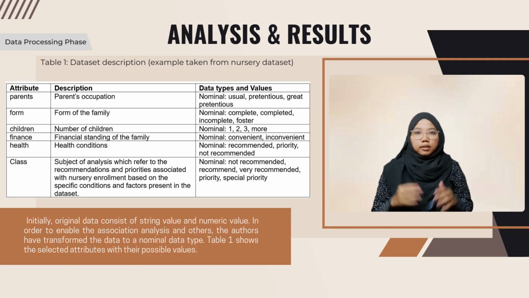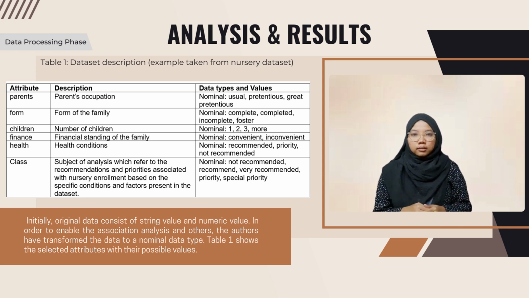Next is the dataset description. Basically, the original data consists of string values and numeric values. So, in order to enable the association analysis and others, we have transformed the data to nominal data type. And this figure here shows the dataset description for our nursery dataset.